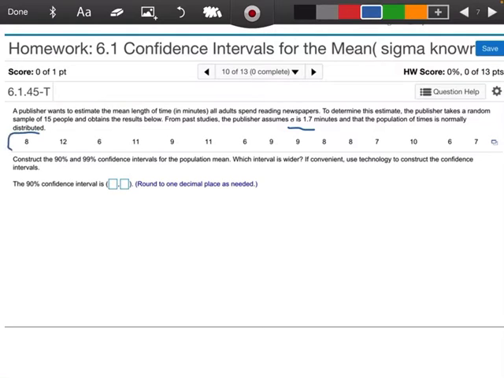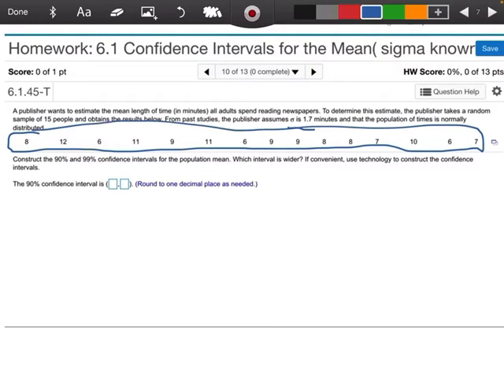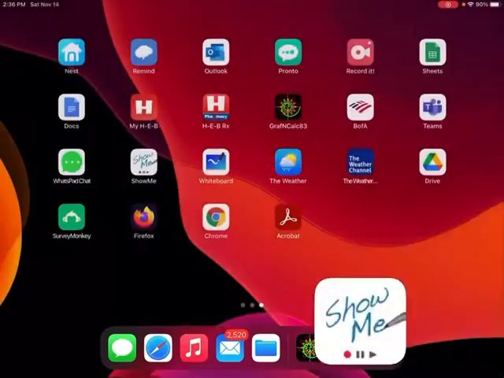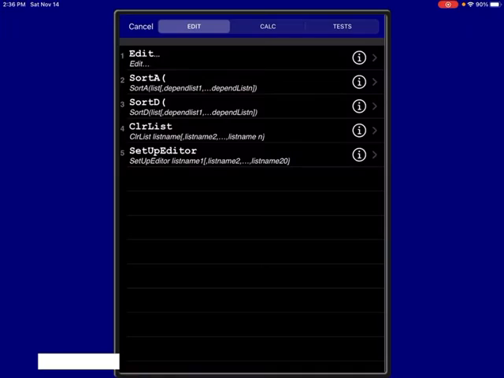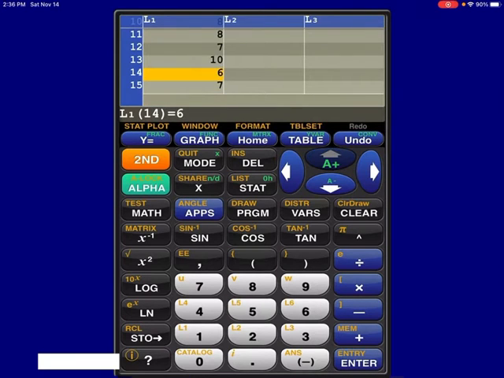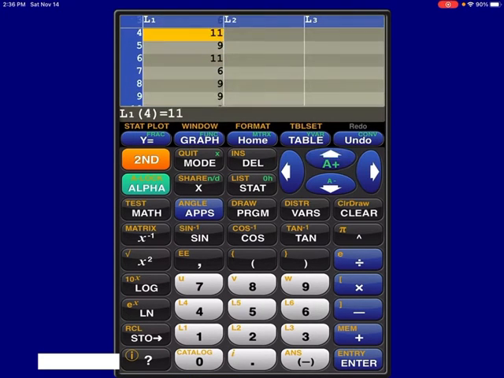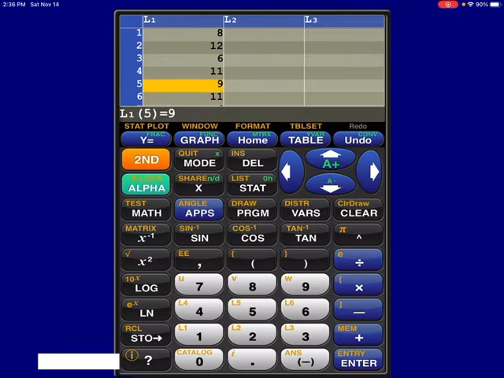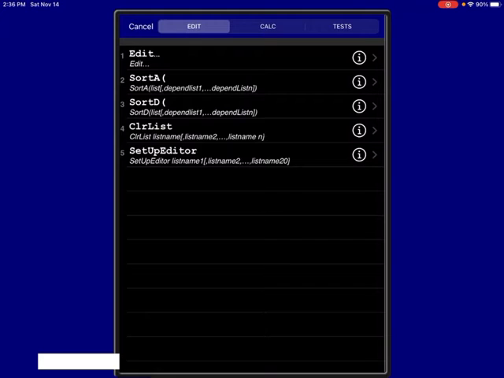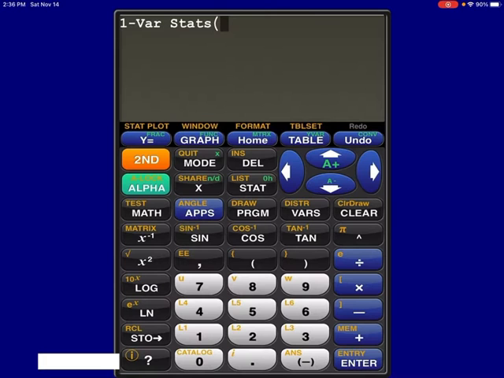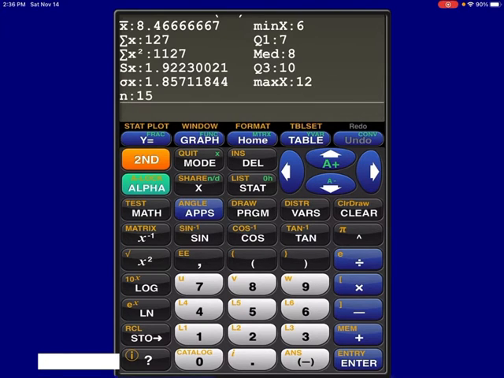The first thing I did, guys, I just took this list of numbers and I put them in my calculator app. Okay, so I'm going to just show you what I did. Here's my calculator app. I'm going to go to Stat. I'm going to go to Edit. And I want you to notice that I took all those numbers here and I placed them in my app, okay? So now I'm going to go back to Stat. I'm going to calculate my one variable stats for my list 1, okay?